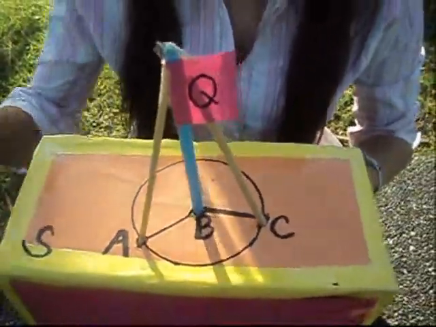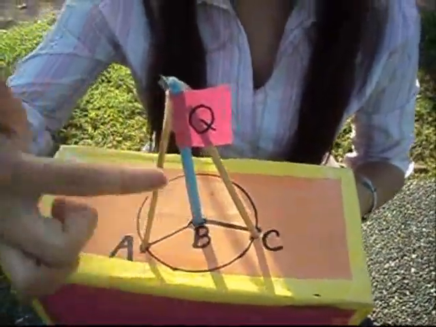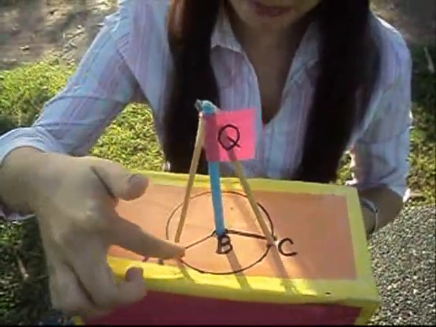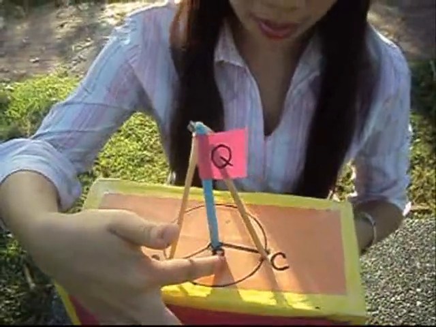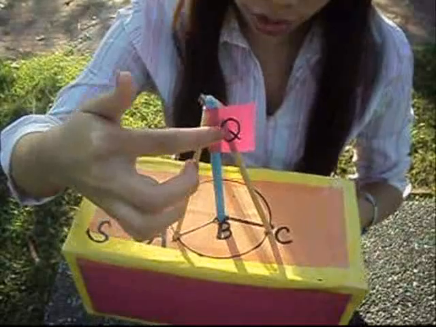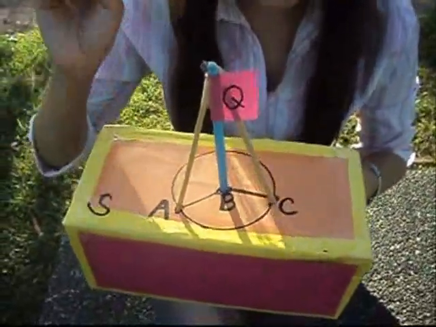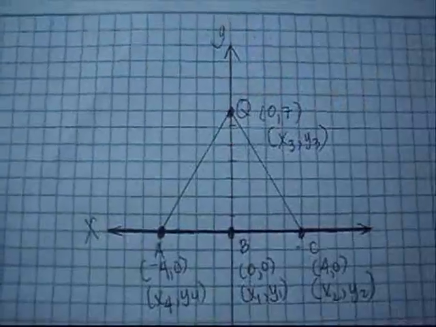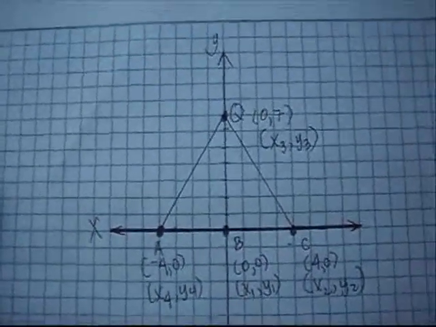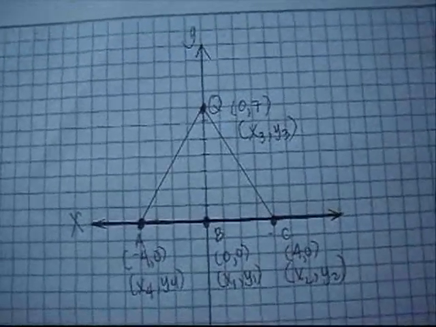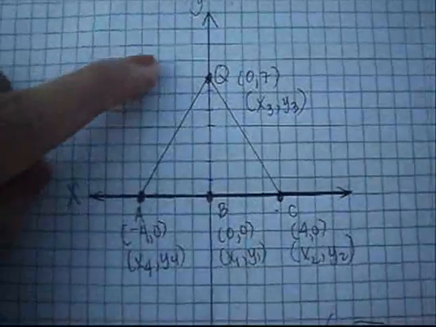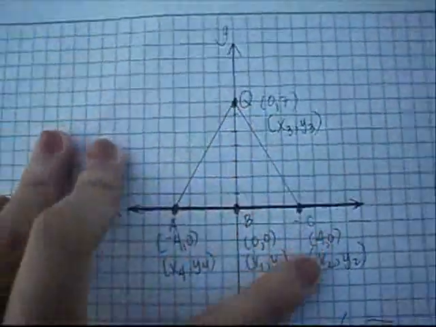Now, given that QB is perpendicular to S and AB is equal to CB, to prove that QA is equal to QC, we will use the distance formula. I have here a Cartesian coordinate plane. We will use this one to prove it. Like I mentioned, we have to prove that QA is equal to QC.